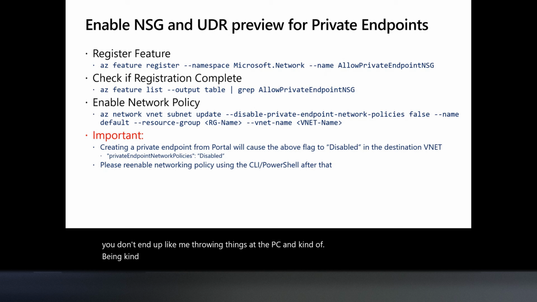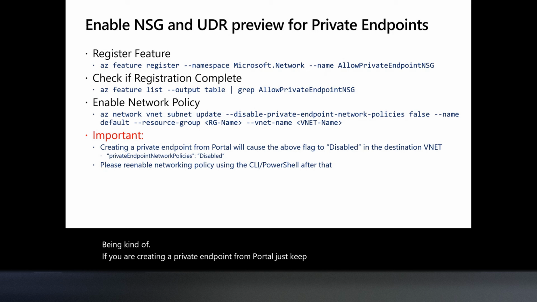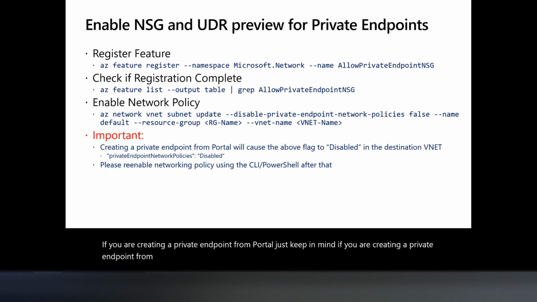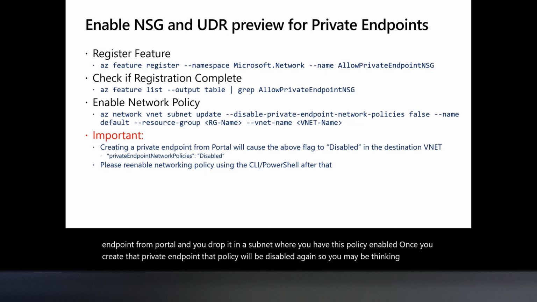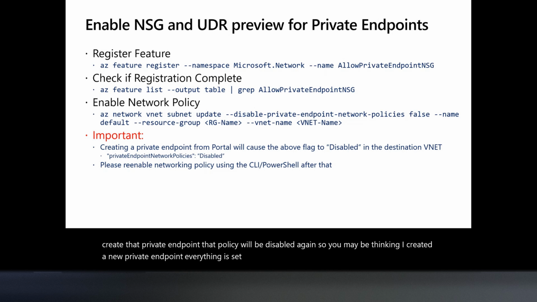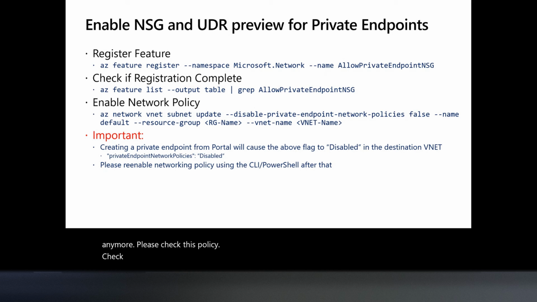If you are creating a private endpoint from the portal and you drop it in a subnet where you have this policy enabled, once you create that private endpoint, that policy will be disabled again. So you may be thinking, oh, I created a new private endpoint, everything is set up, and suddenly it's not working anymore. Please check this policy, and make sure that it is set to true.